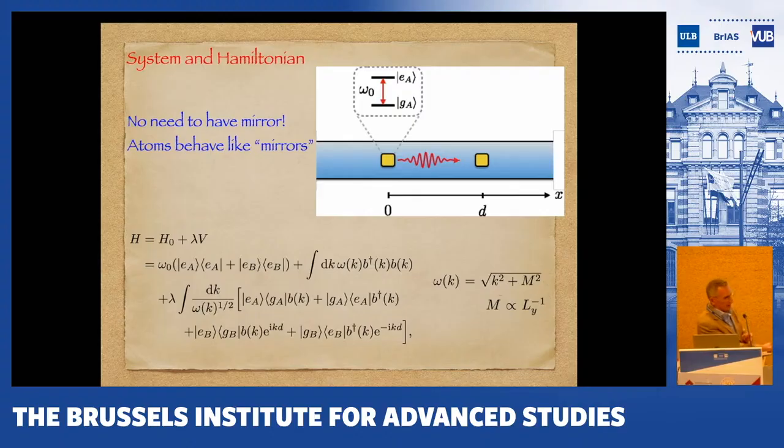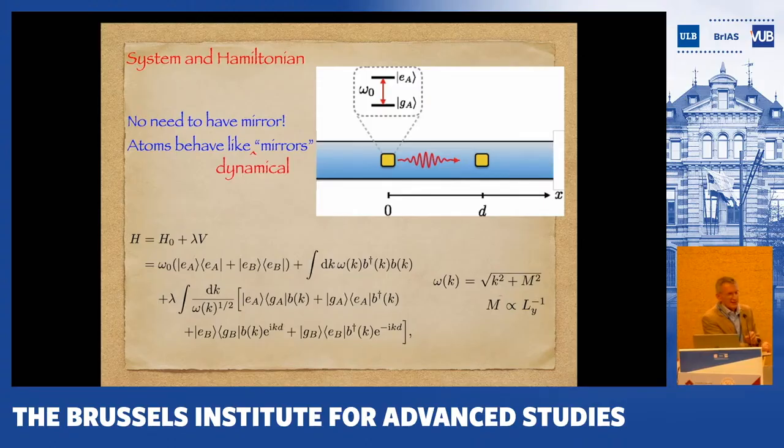You can see that here, when the atom is excited, you excite or de-excite an atom and you create or kill a photon. And you can do this at a distance d. Okay, so there are the two atoms in the rotating wave approximation. You know everything about the system. You just have to solve it. And it's not difficult to solve.